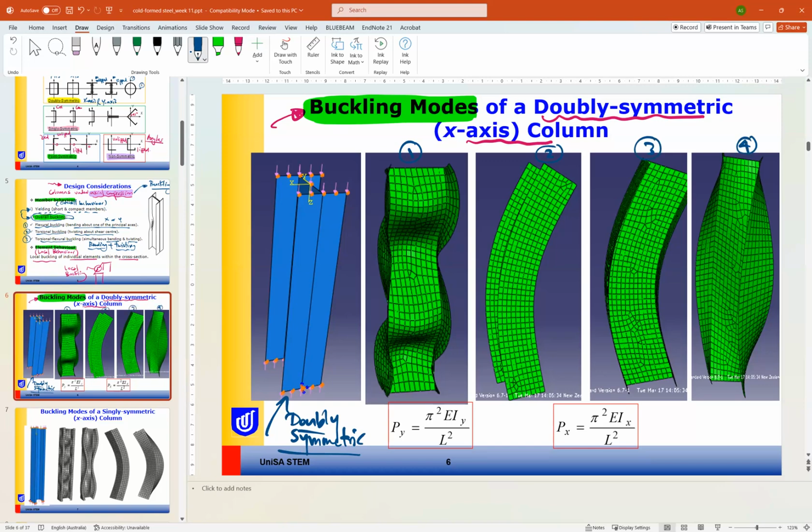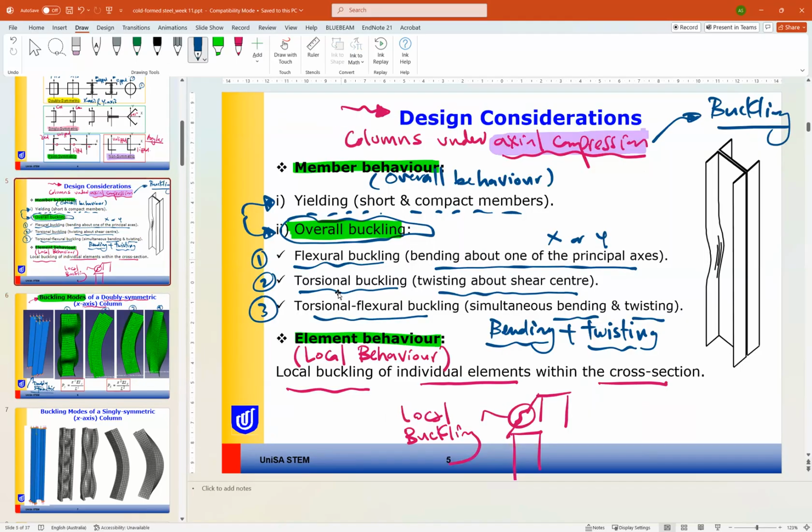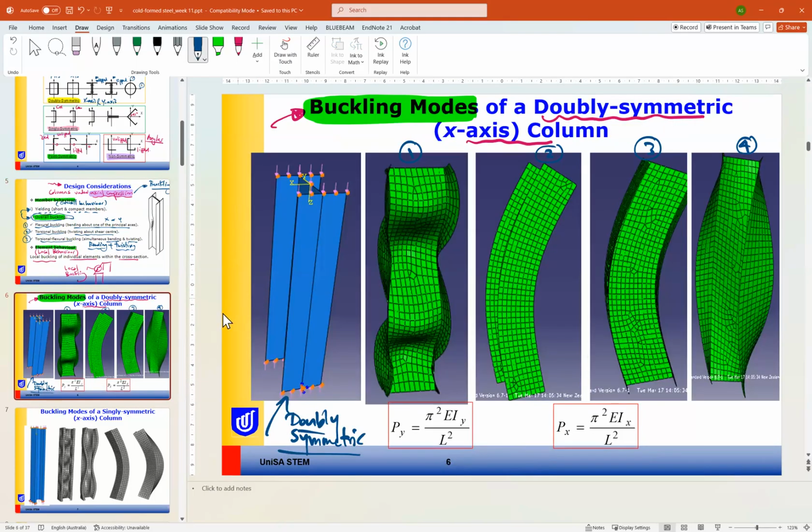Each one of these modes can reflect one of these buckling behaviors: one for flexural buckling, one for torsional buckling, one for torsional flexural buckling, and one for local buckling. Okay, so here are the modes. These modes are obtained using finite element modeling with software such as CUFSM or any other software.